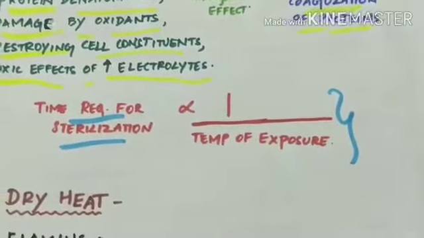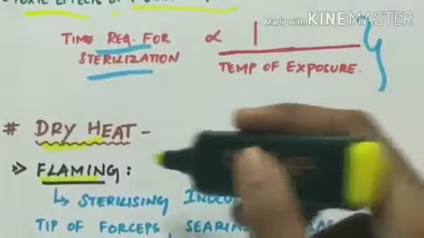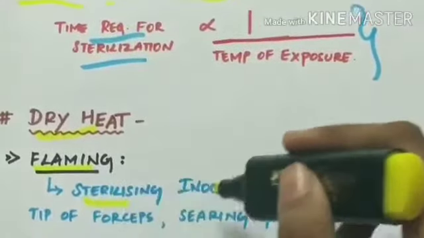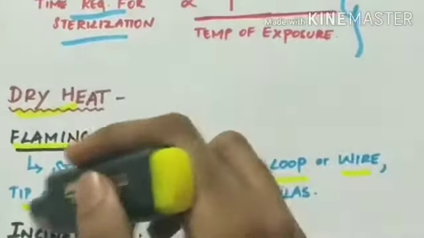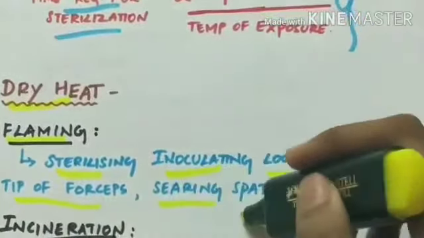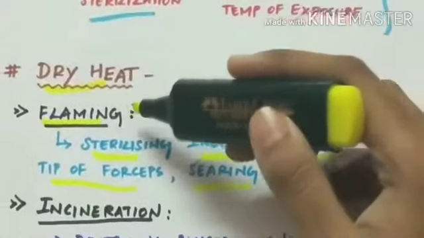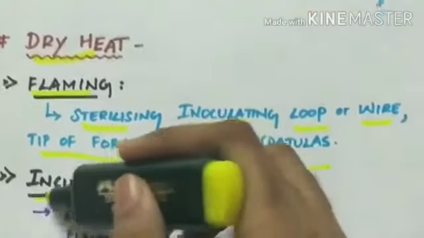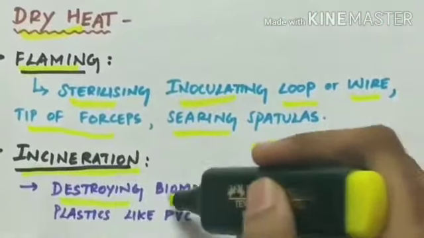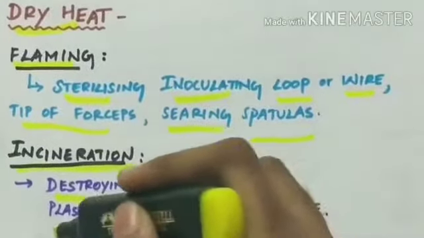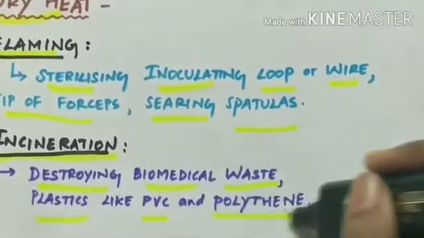Let's now see about dry heat. First is flaming. Flaming is for sterilizing inoculating loop or wire, tip of forceps and searing spatulas. So for sterilizing all these things, flaming method is used. Next is incineration. This is done for destroying biomedical waste and plastics like PVC, polyvinyl chloride and polythene.